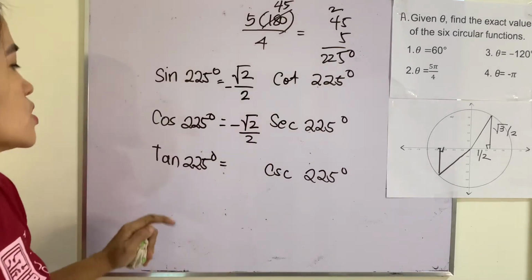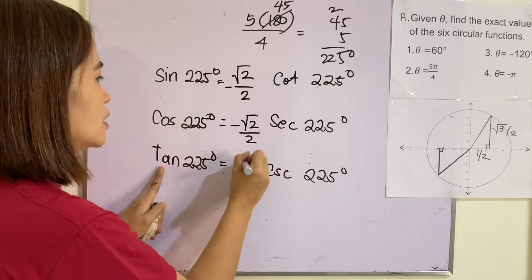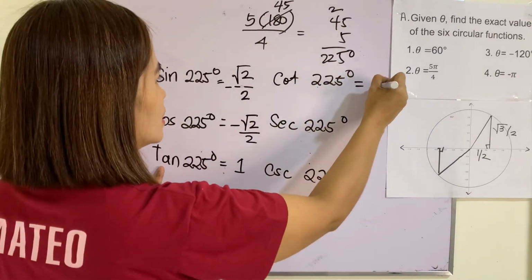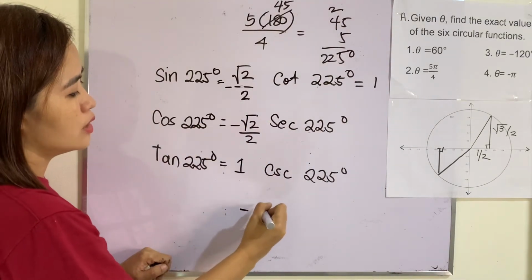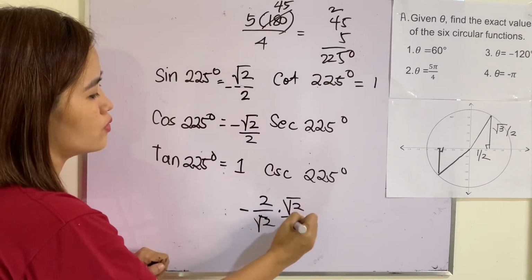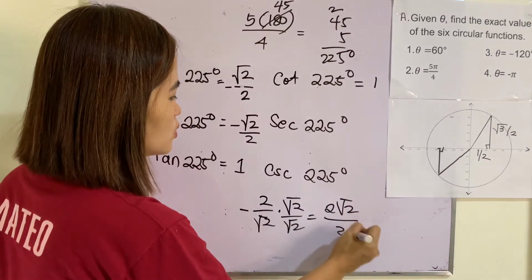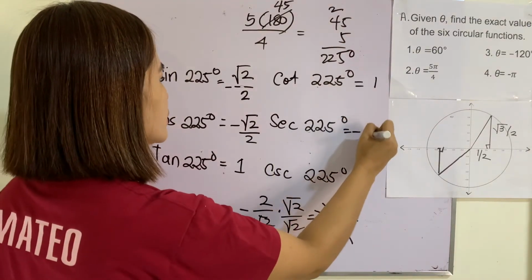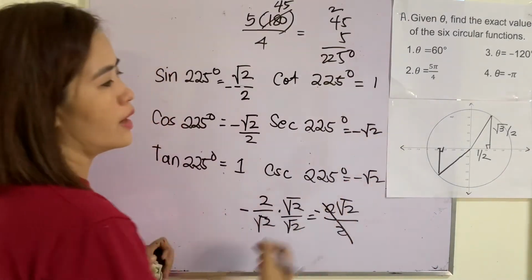Okay. So tangent now, when you divide sine by cosine, that is 1. Cotangent, when you divide cosine over sine, that is 1. Get the reciprocal of this. This is negative 2 over square root of 2 times square root of 2 over square root of 2. This is negative 2 square root of 2 over 2. So this is negative square root of 2. They are both negative square root of 2.